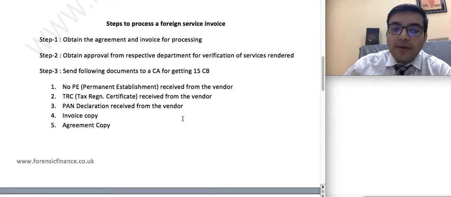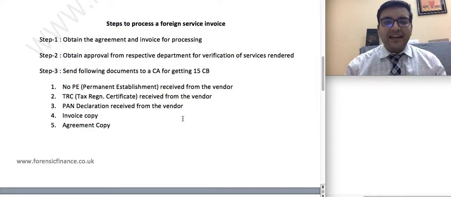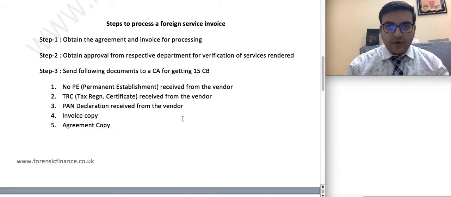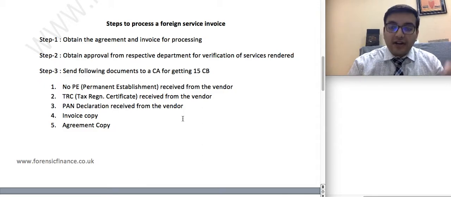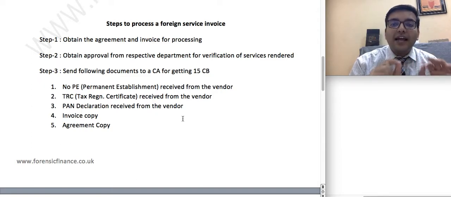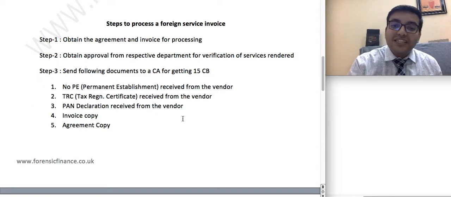Number 1, no permanent establishment certificate, the no PE letter. We call it no PE letter, no permanent establishment. So the company, let's say it is Facebook, and we are making a $5,000 payment to Facebook. Whomsoever the guy is on the email, whether based in India, whether based in the US, whatever, you have to ask them whether they have a permanent establishment in India, yes or no. If no, then they have to give us a certificate or a letter on their letterhead stating that they do not have a permanent establishment in India, because this will impact their tax status. Okay, and the CA will need it.